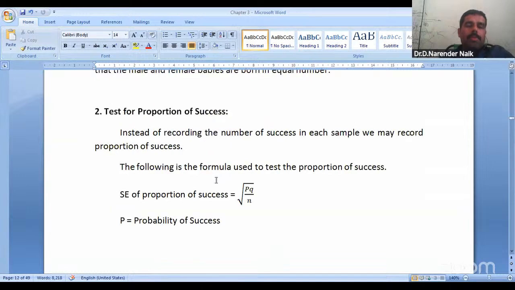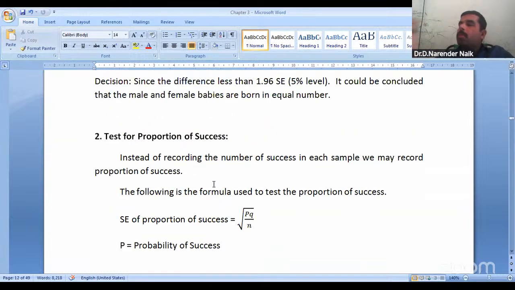This is the attributes part completed. The next one is the test for proportion of success. Number of successes is completed; proportion of success we are going to do, and the difference between them.